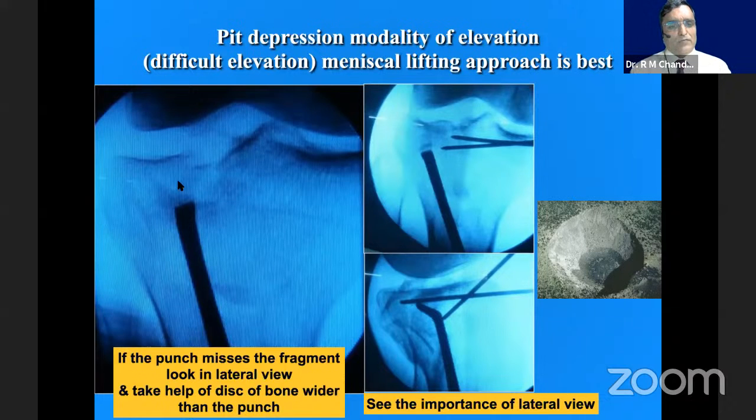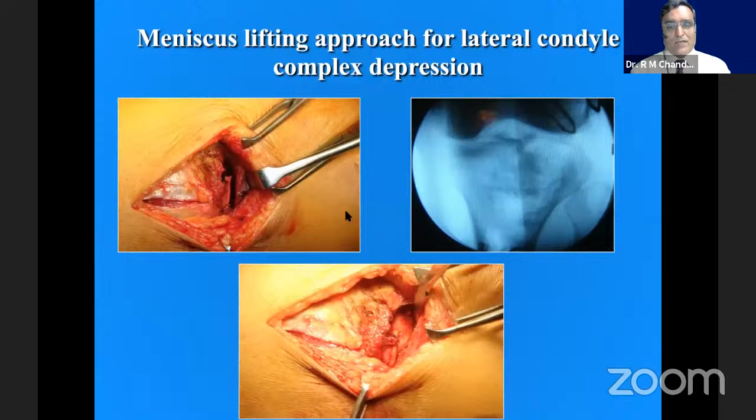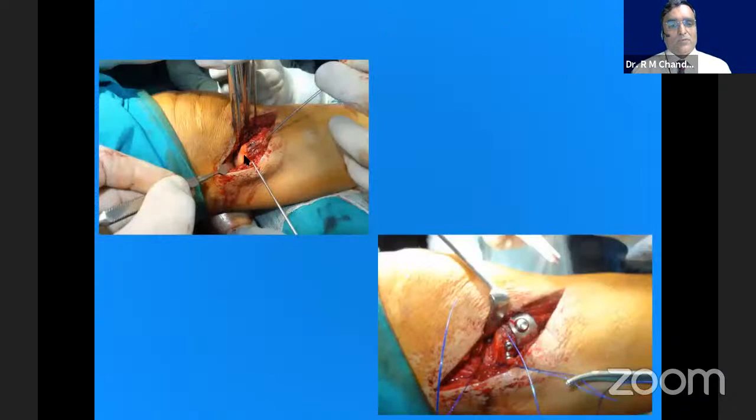So this is one difficult depression where multiple fragments are there and the whole thing has caved in, not as one fragment. Then we can use a meniscal lifting approach, tie the meniscus with a couple of sutures. So these are the fragments. There are multiple. This has gone inside. So you have to exactly look into the joint and then elevate. And this you can see from the lateral side. Have a small distractor across the joint, pull the leg, and then you can put it back into position.